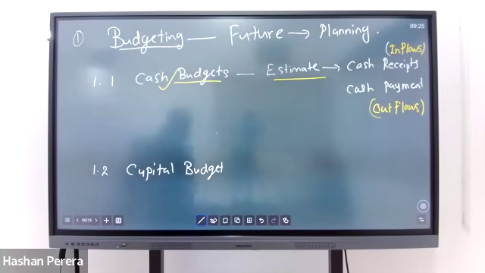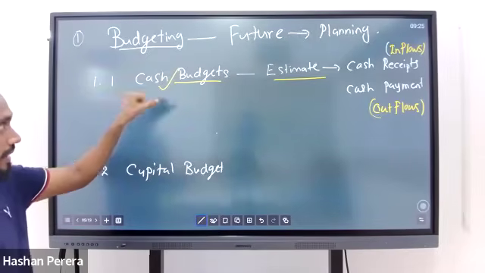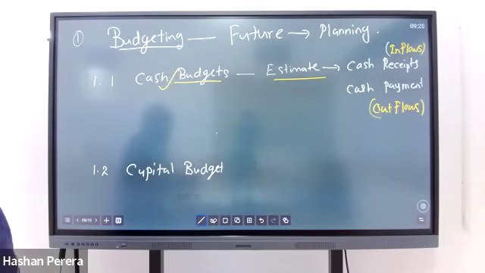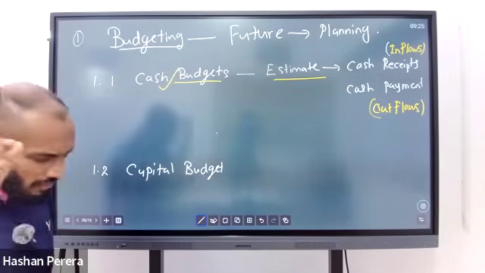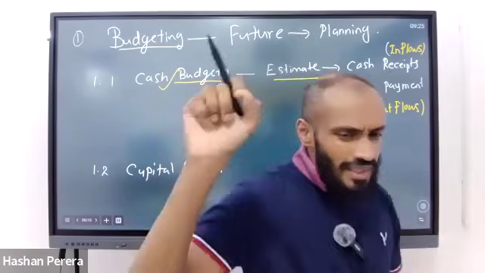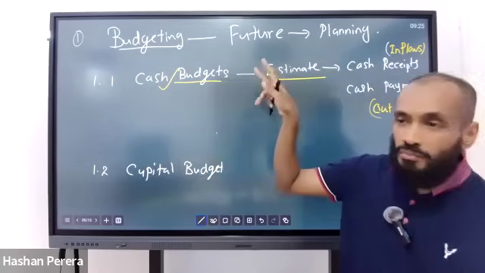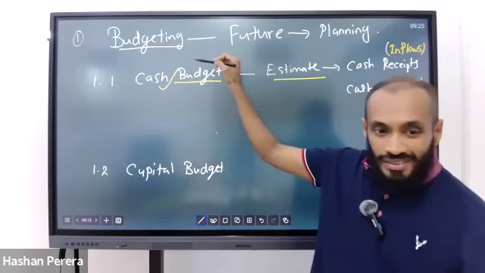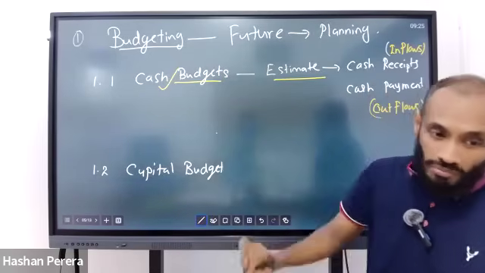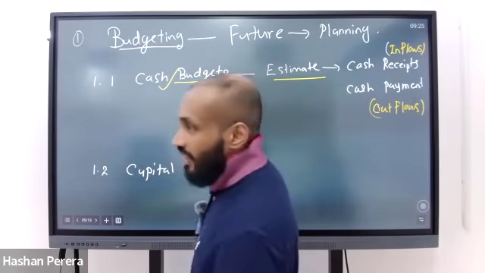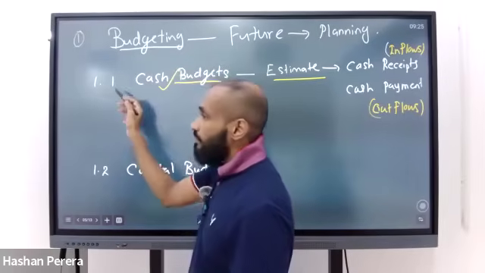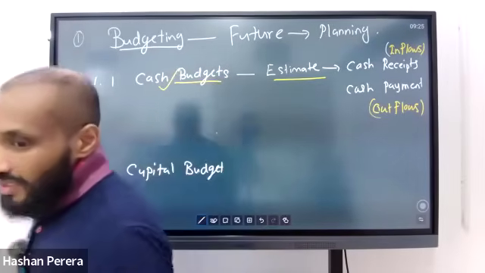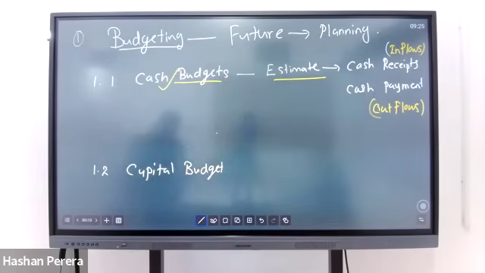First one, cash budget. You better make it as 1.1. There are two kinds of budgets. Just write after the budgeting: there are two kinds of budgets. Then you take 1.1, cash budgets.